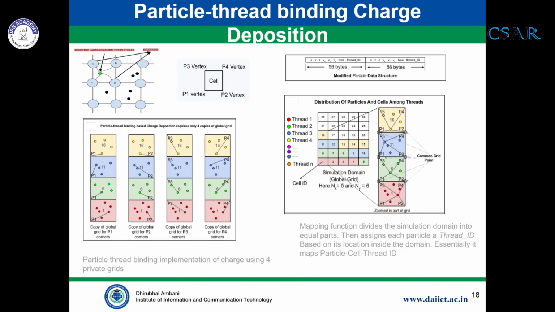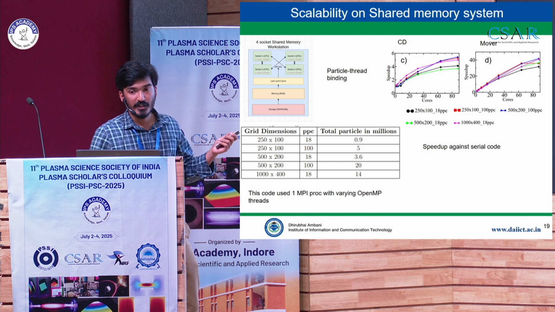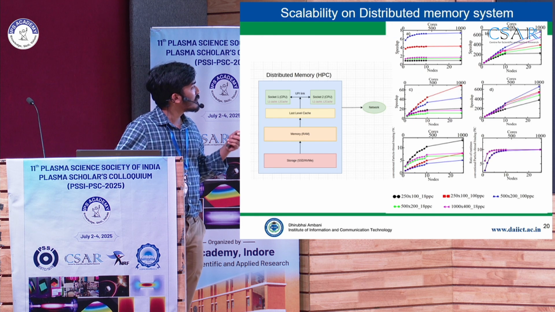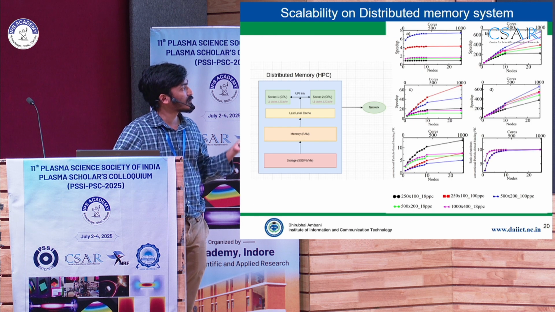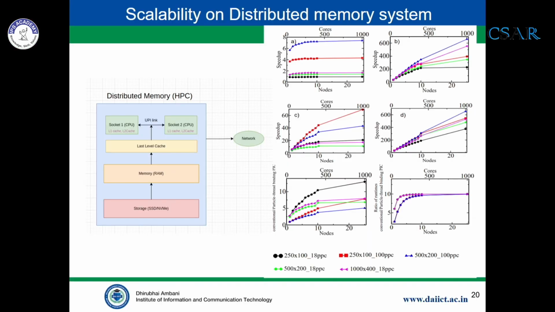So we developed a particle thread binding charge deposition scheme, which requires only 4 private grids as opposed to n number of private grids, regardless of the number of cores. So now you can use an infinite number of cores in theory, and the effect is shown here. We have removed the scalability issues, and we have tested it on a distributed system with thousands of cores, and in effect we can see up to 5 times increment.